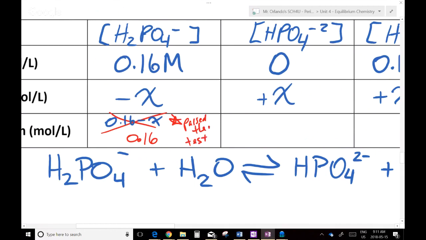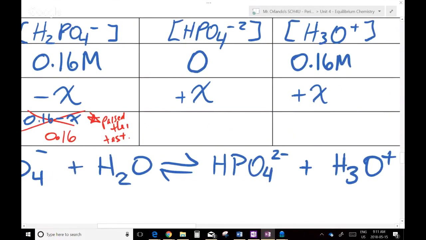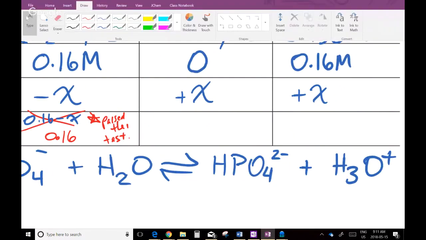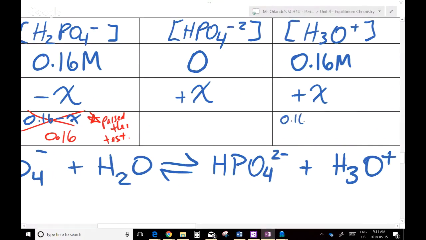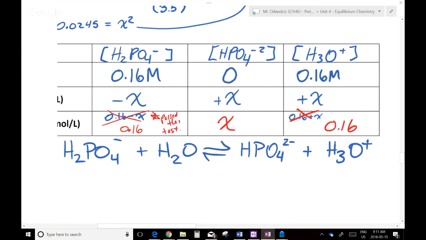the test. By the way, if 0.16 minus x isn't going to change, what about 0.16 plus x? Would it make any sense for that to be radically different? If subtracting x doesn't make a difference, does adding x make a difference? So we can say that this number will just be 0.16. What's the only thing here that's going to change appreciably? That guy. Yeah. Cool. Go ahead and solve for x.